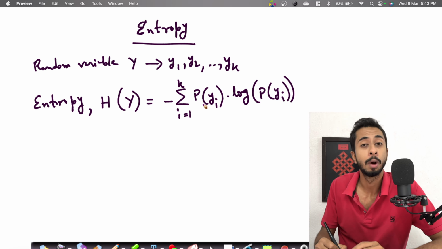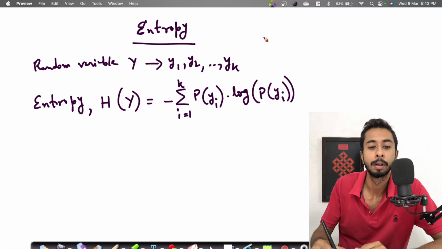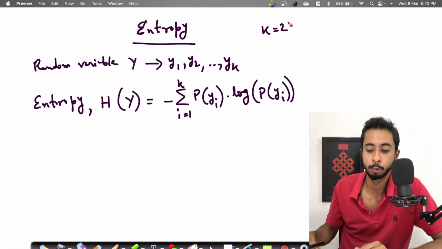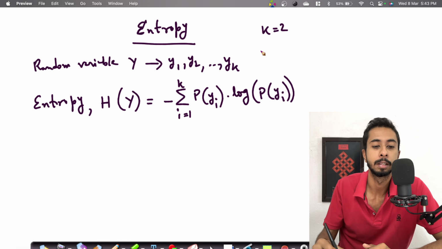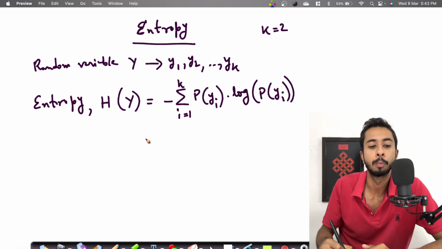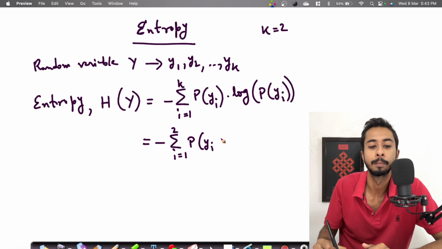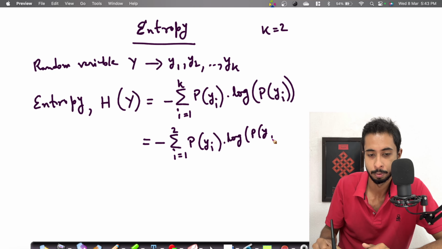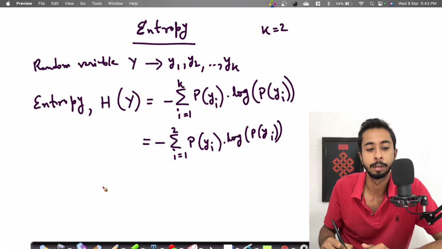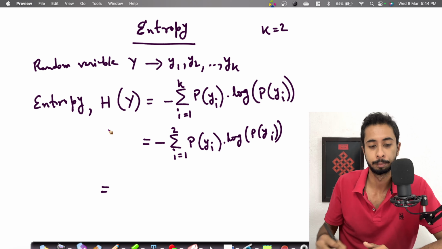So what is probability of yi? Let's say in our example we had k equals 2, so it was a binary class classification problem. Then what will this formula be? It will be minus the summation from 1 to 2 of probability of yi into log of probability of yi. Let me write it step by step on the left hand side.